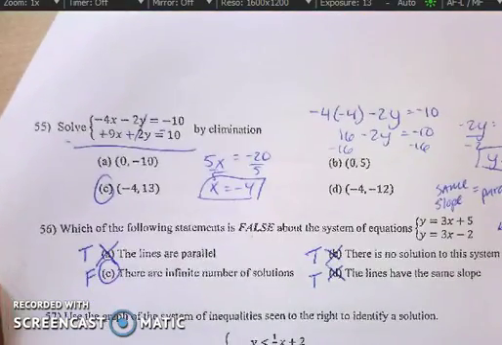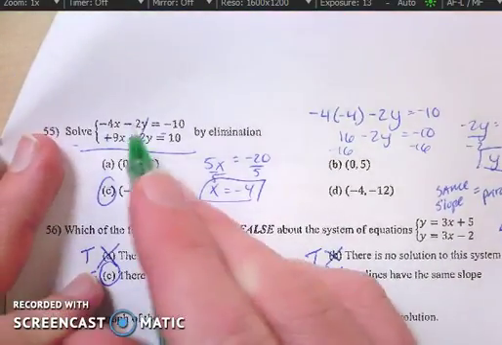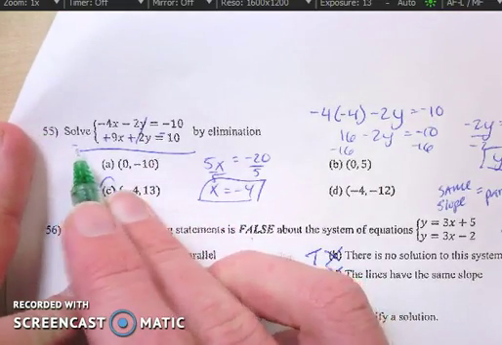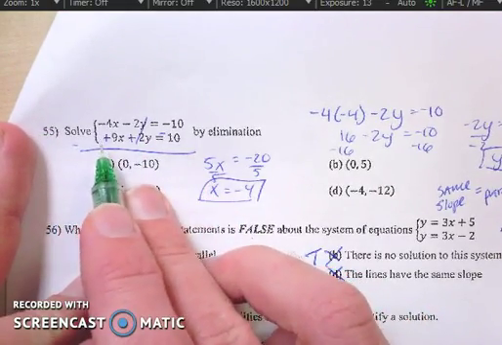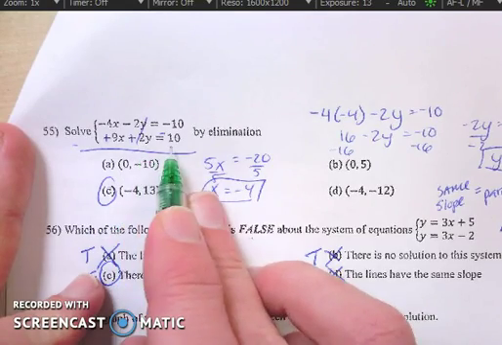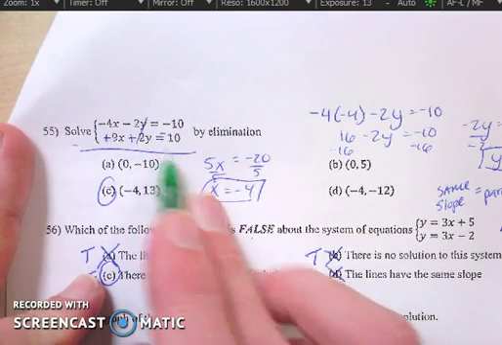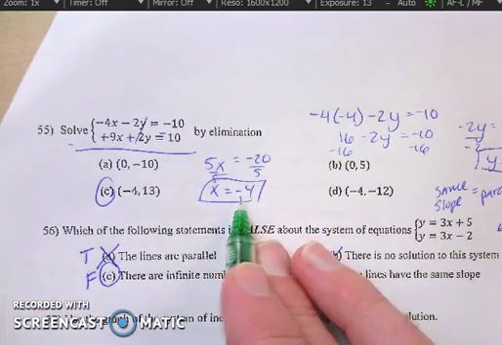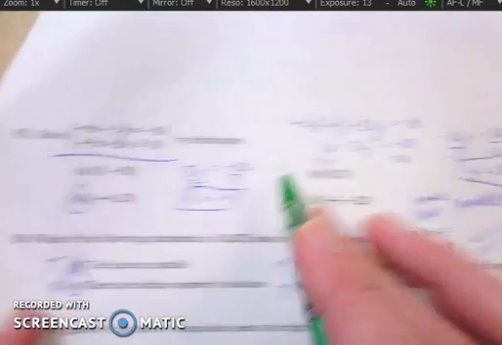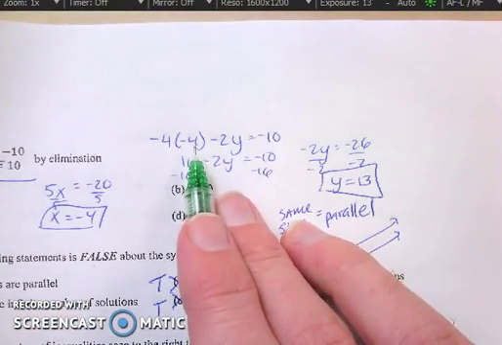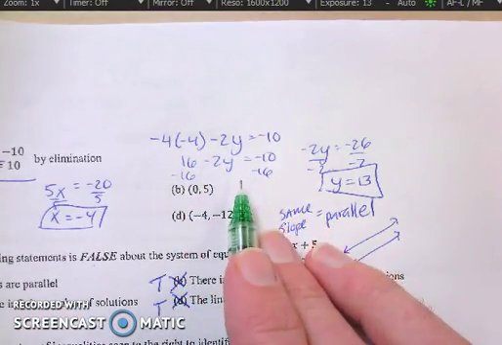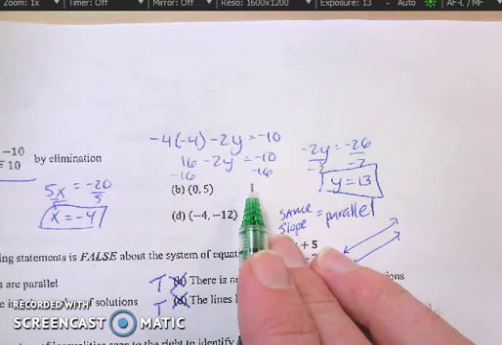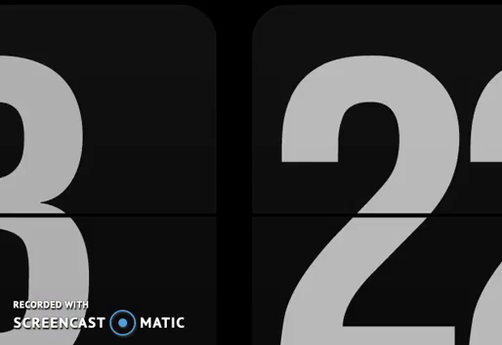Here's another elimination problem. This one's a little trickier. We have 2 and 2, but I multiplied everything on the bottom by negative, so I wound up with positive 9, positive 2, and a negative 10. And that was all said and done. I was left with 5x equals negative 20. Divided by 5, we get x equals negative 4. Take that negative 4, plug it back into the original equation, or one of them, and we'll go ahead and do our algebra, and we wind up with y equals 13.